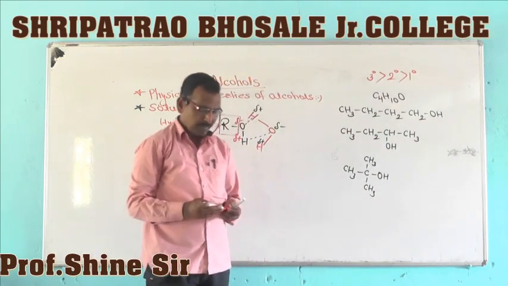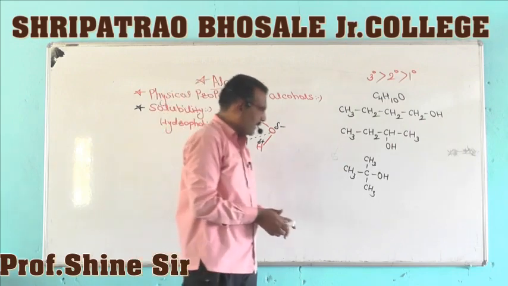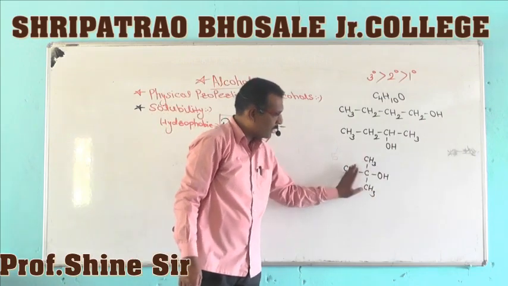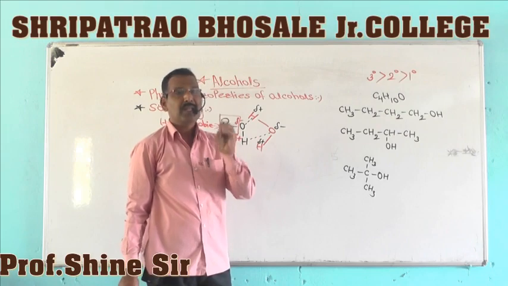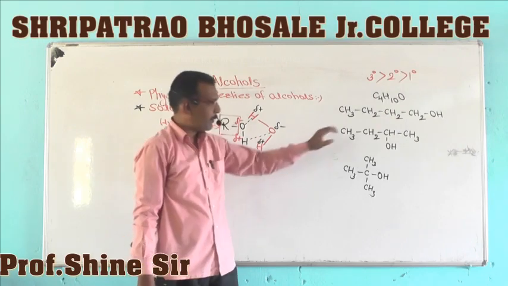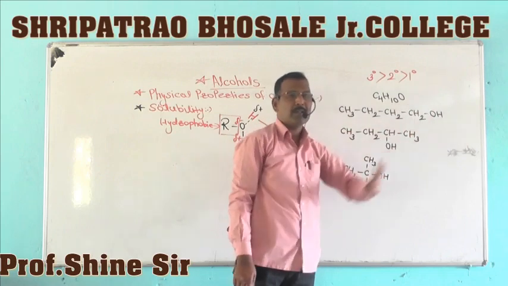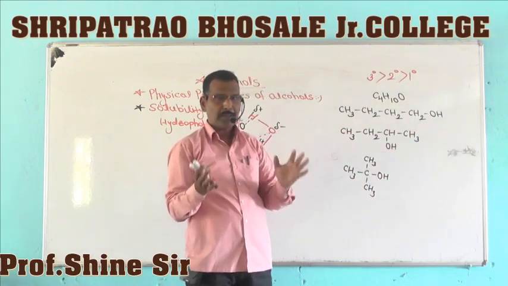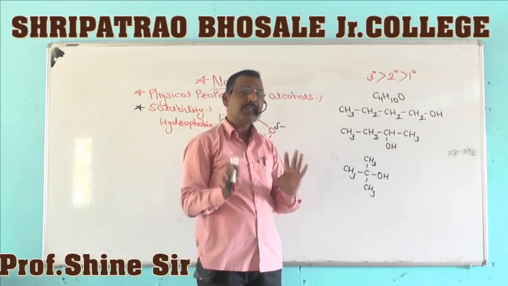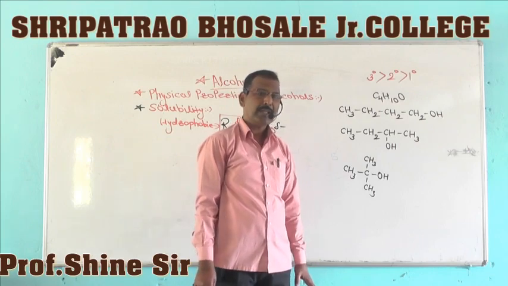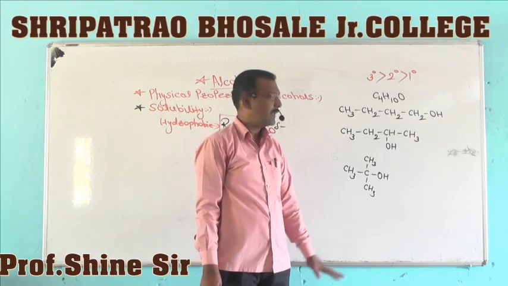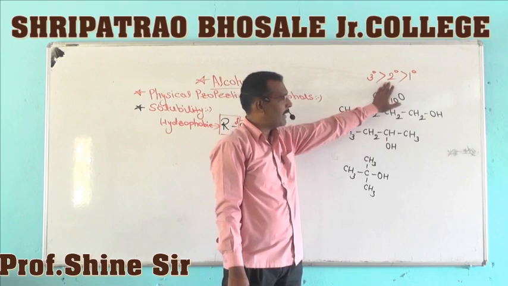Why is it so? Because in the case of tertiary alcohol, the surface area is less compared to the primary alcohol, where the surface area is greater. And as the surface area increases, its solubility decreases. Therefore, this is the solubility order.